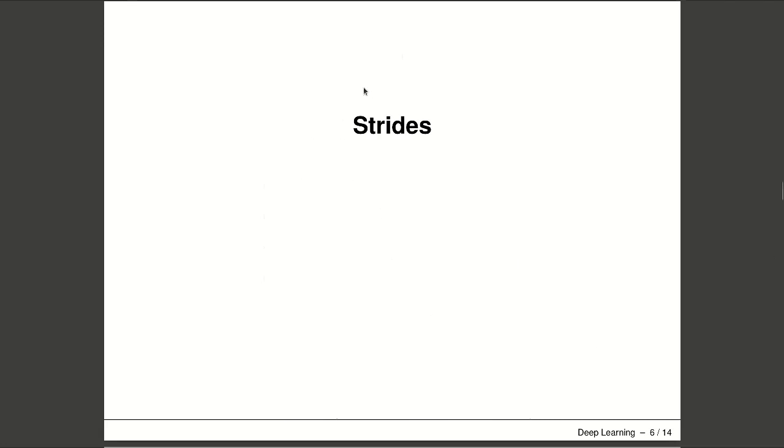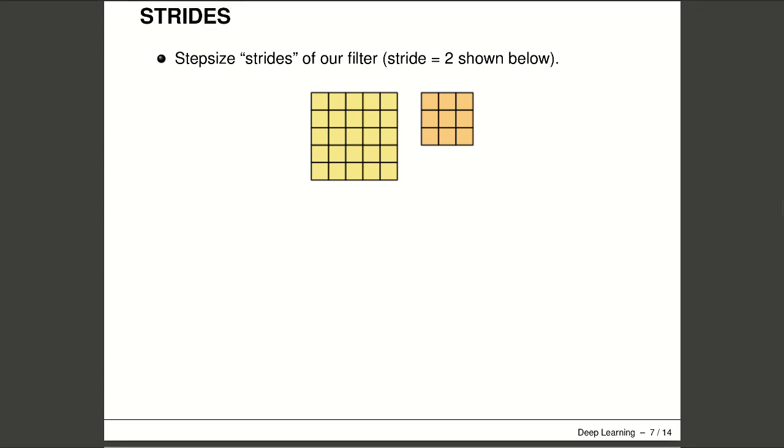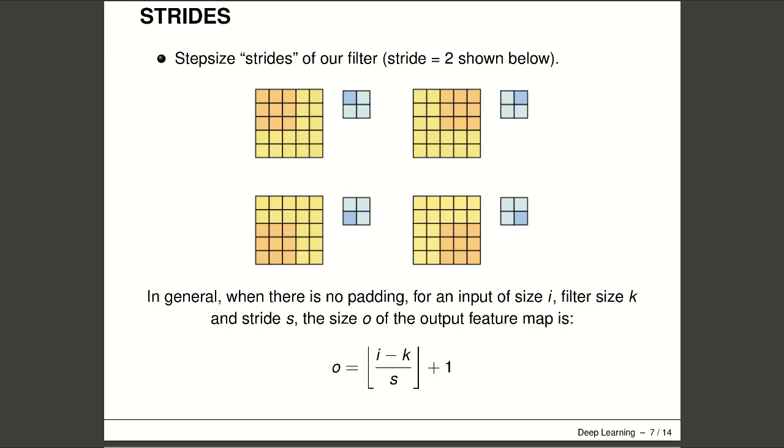And the next term is stride. Stride is the step size, or the number of pixels shifted over the input matrix. For example, we have an input size of 5 by 5 and a filter size of 3. By having a stride size of 2, we can create the feature map as 2 by 2. A stride of 2 means we move the filter 2 pixels at a time.